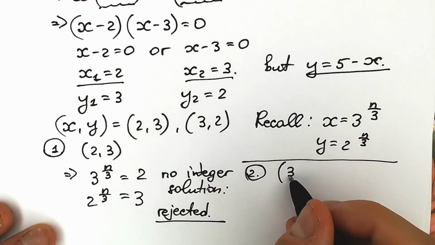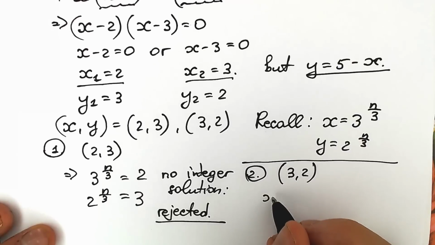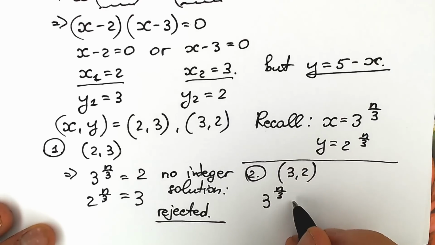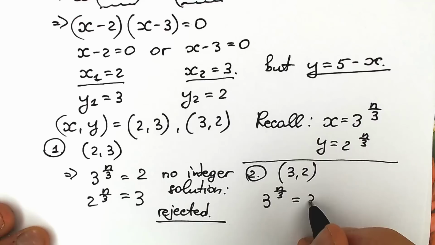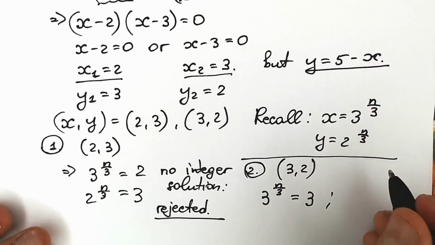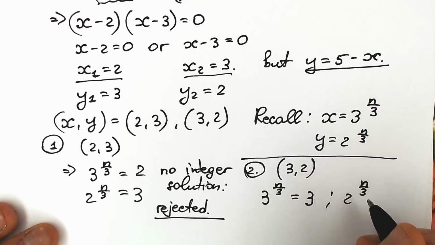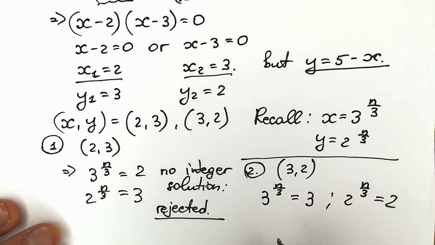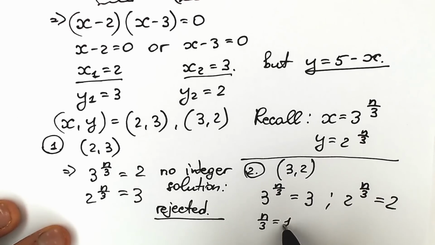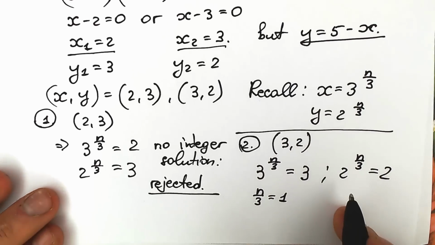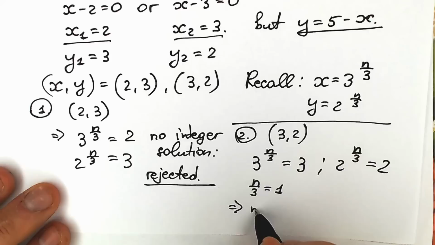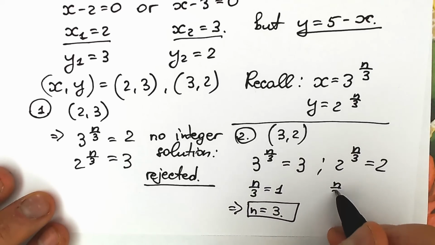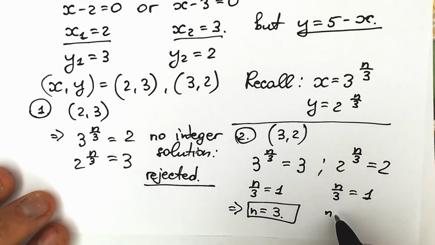Second case, we have the pair 3 and 2. So we have 3 to the power n over 3 is equal to 3, and 2 to the power n over 3 is equal to 2. As a result, n over 3 equals 1, and from here, n is equal to 3. And here we have absolutely the same thing: n over 3 is equal to 1, and n is equal to 3.